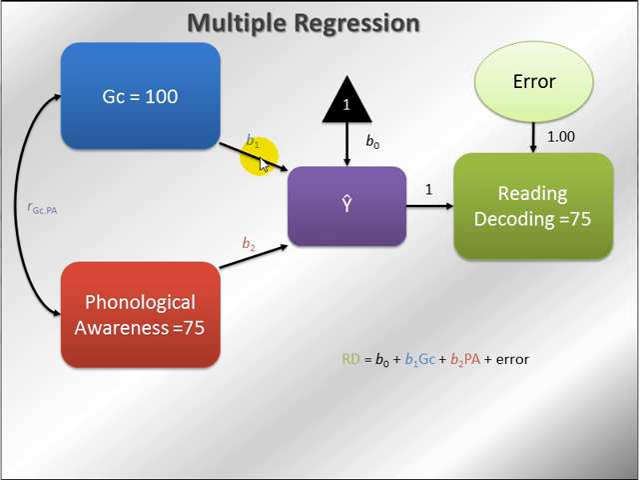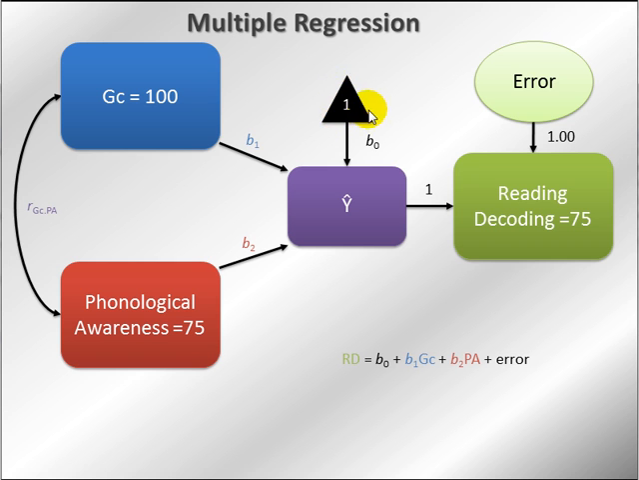But this slope means what is the relationship between GC and reading decoding if everyone had the exact same phonological awareness score. So it's a fiction. Let's pretend that everyone had the same score for phonological awareness. If that were the case, what would the relationship between GC and reading decoding be? Likewise, this B2 is the relationship between phonological awareness and reading decoding if everyone had the same GC score. They don't, but let's pretend that they did.